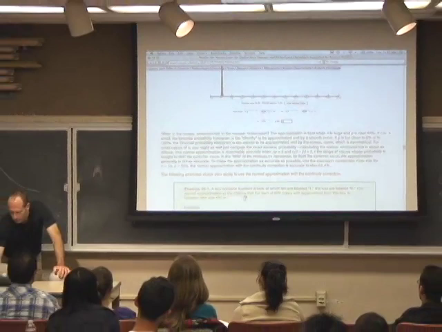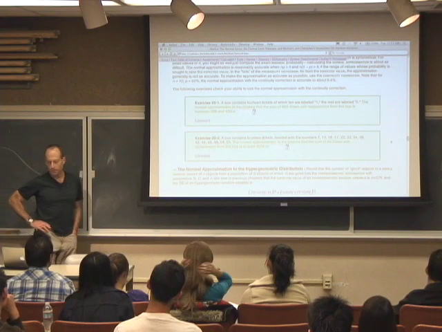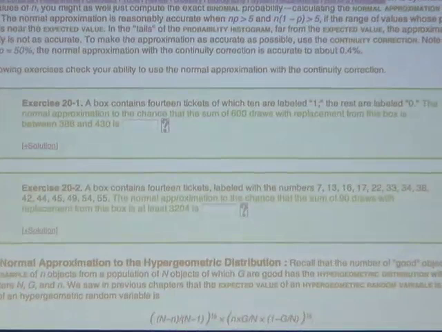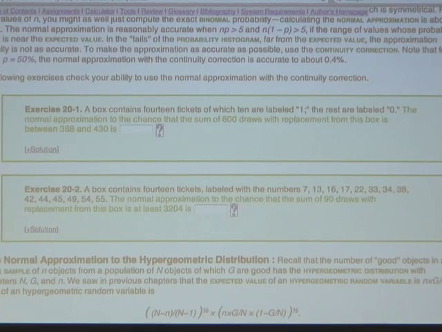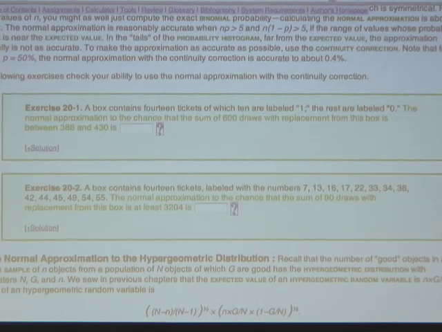All right, so we've got a box of tickets. There's 14 tickets labeled 1, the rest are labeled 0. We're going to draw 600 times with replacement from that box. And we want to know what's the chance that the sum of those draws is between 388 and 430. So we're drawing 600 times from a 0, 1 box, right? What's the probability distribution of that?